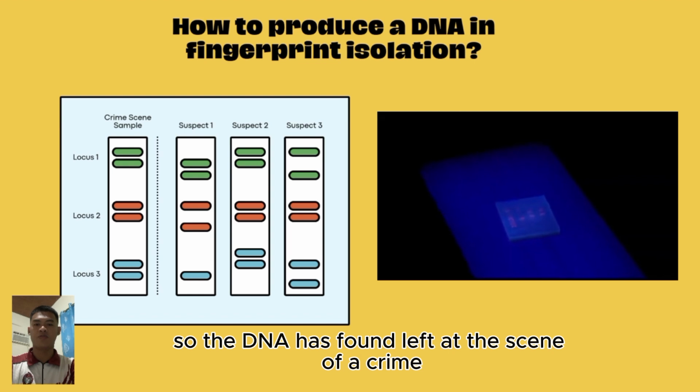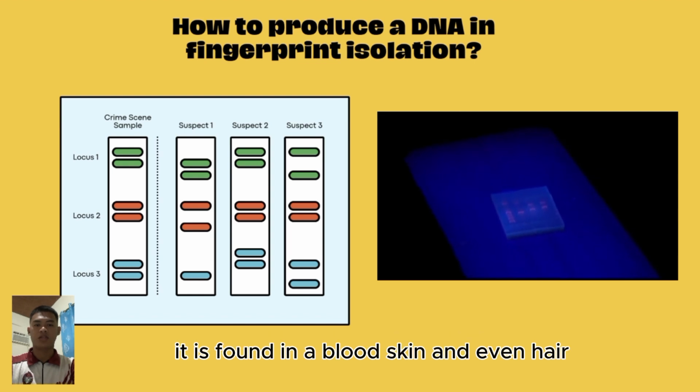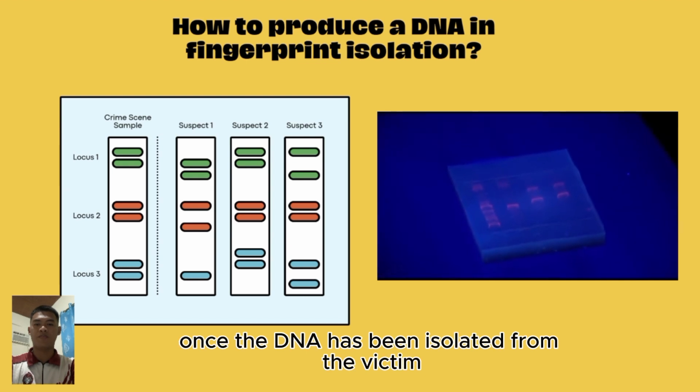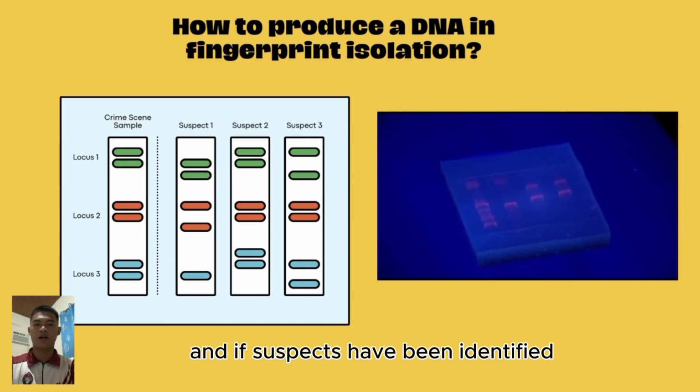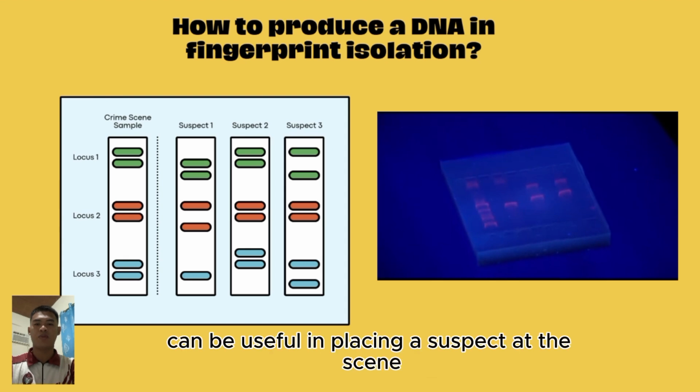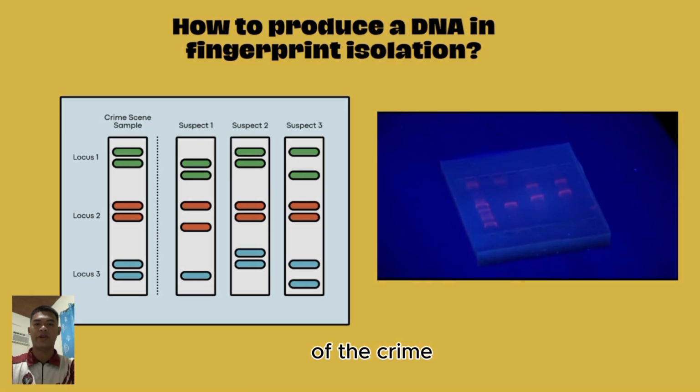So the DNA is found left at the scene of a crime. It is found in the blood, skin, and even hair. Once the DNA has been isolated from the victim, and if suspects have been identified, then DNA profiling can be useful in placing a suspect at the scene of the crime.